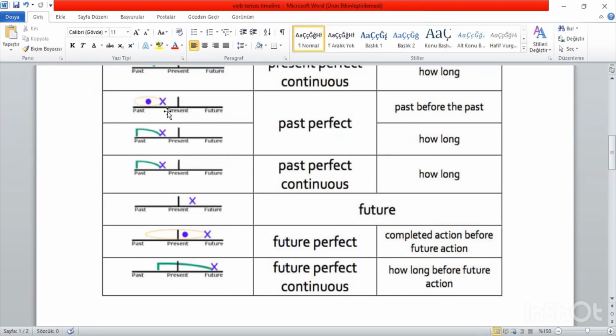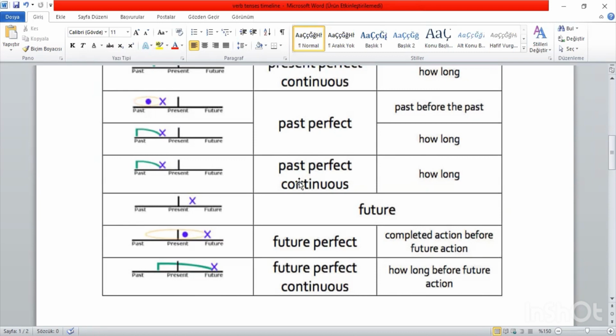And also we use it to talk about stative verbs. How long did something take? Okay. You can see the second timeline. You can see a green line and you can see the cross here. So we can say something finished in the past, but how long did it take? Okay. The answer is how long, but your verb should be a stative verb, of course.